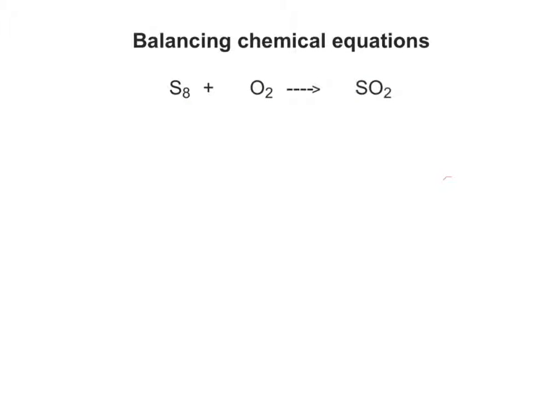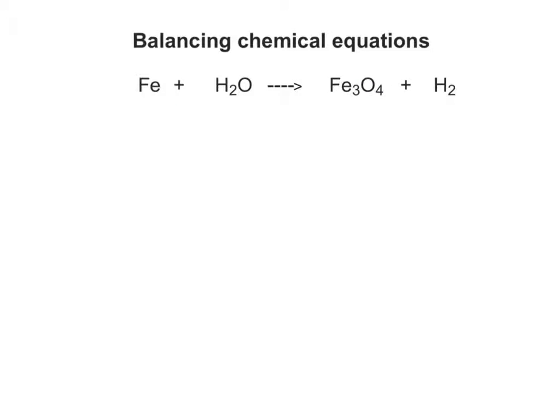In the reactant side I have 8 sulfur atoms, so I will write 8 as a coefficient to balance the number of sulfur atoms. And then I will count the number of oxygens. 16 oxygens in the product side. So I will write 8 as a coefficient of the oxygen molecule and get 16 oxygen atoms too. And this reaction is balanced too.